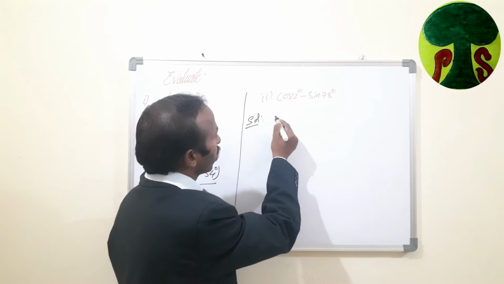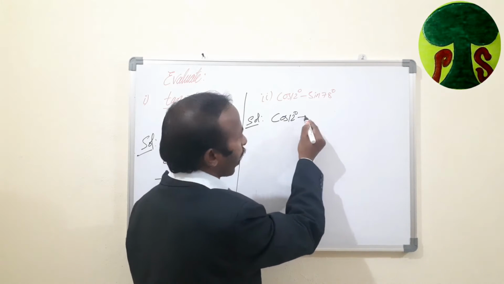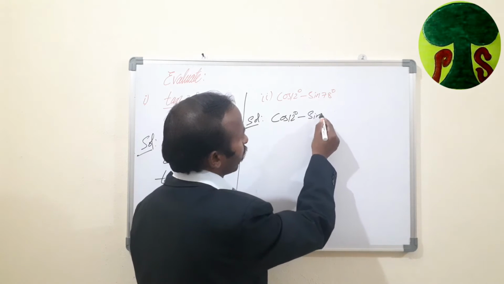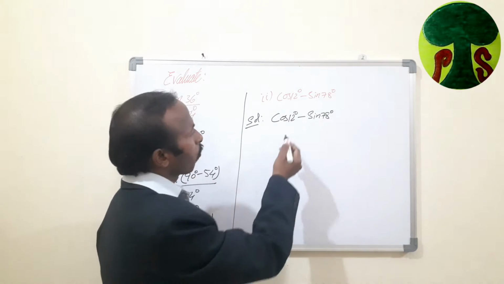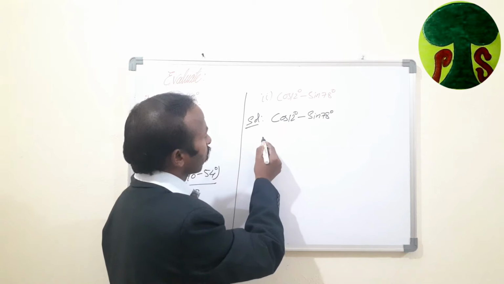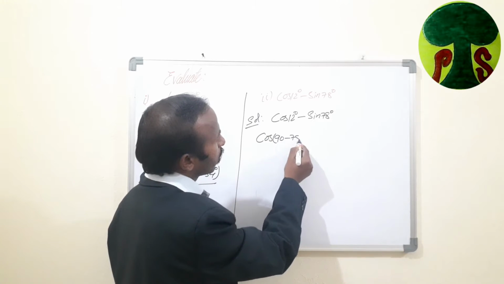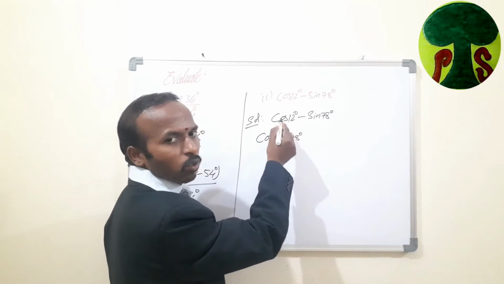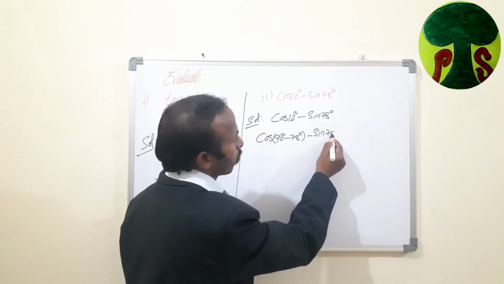The given question is cos 12 degrees minus sin 78 degrees. Now we can express 12 degrees as 90 minus 78. So cos of 90 minus 78 degrees. Here 90 minus 78 degrees is nothing but 12 degrees, minus sin 78 degrees.